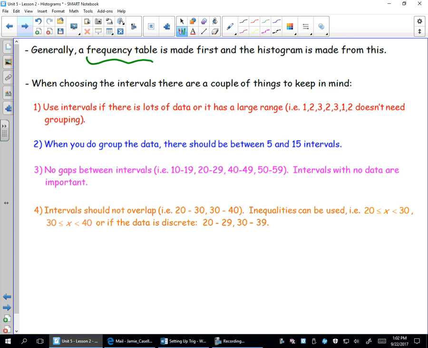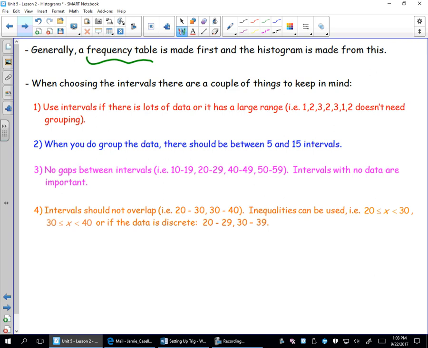So there's a couple of things you need to keep in mind when we make these intervals. Number one, we're going to use intervals if there's a lot of data or it has a large range. So for example, if I had data 1, 2, 3, 2, 3, 1, 2, I wouldn't really need to make intervals. A histogram would not be a good tool for this because I'd have a bar with 1s in it, a bar with 2s in it, and a bar with 3s in it. That'd be done. I don't really need more than that. But if I have a lot of data, 500 pieces of data, let's say, or the numbers from 1 to 100, well, it makes sense to make intervals.